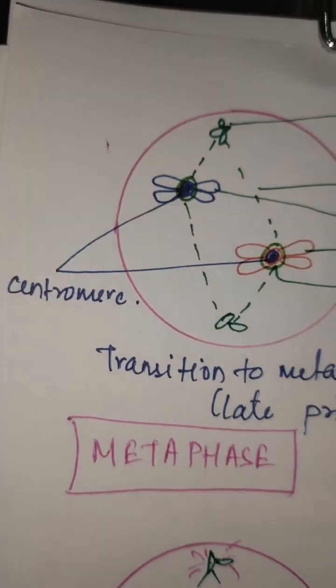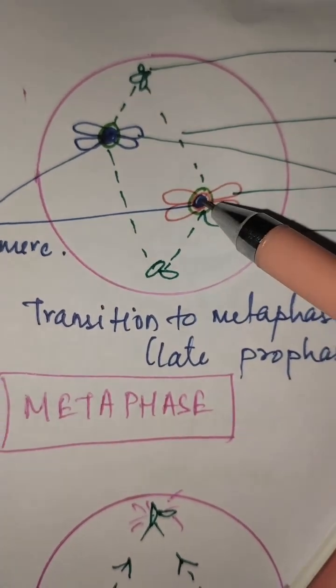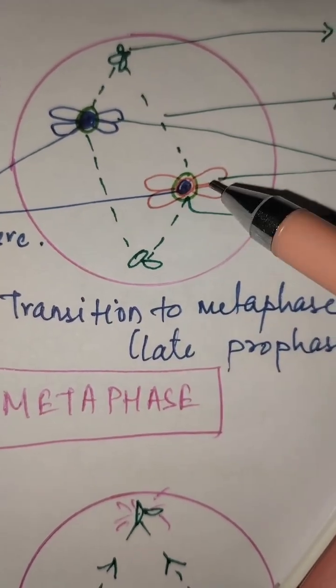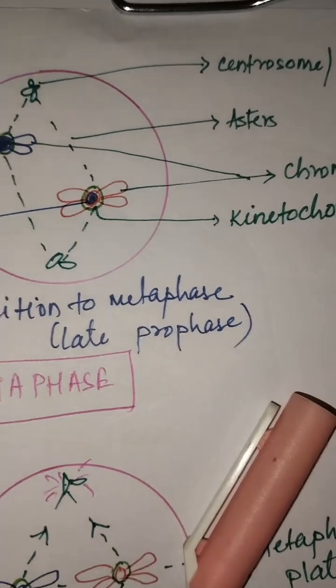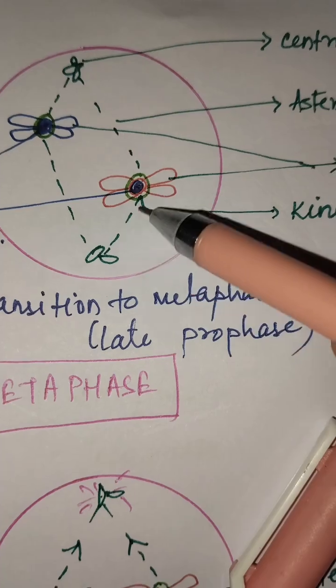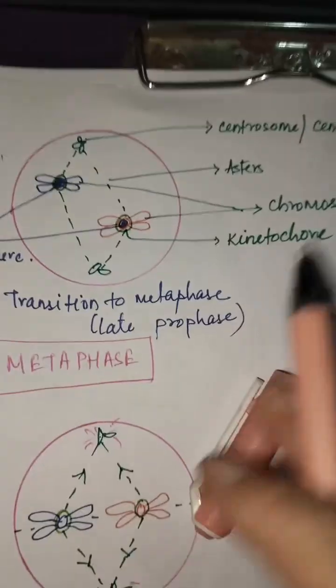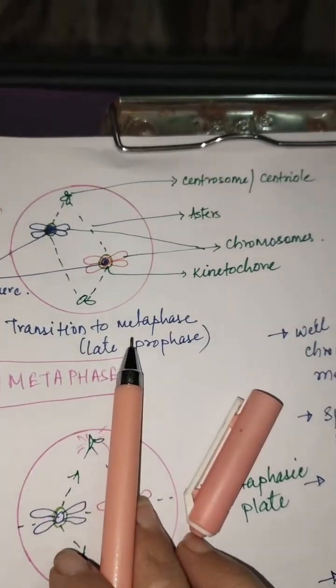See, what is the difference? Now this blue color inside is your centromere that connects the chromatids or chromosomes, and this green color lining is your kinetochore, to which these microtubules or the asters get attached. Now this is your transition to metaphase.